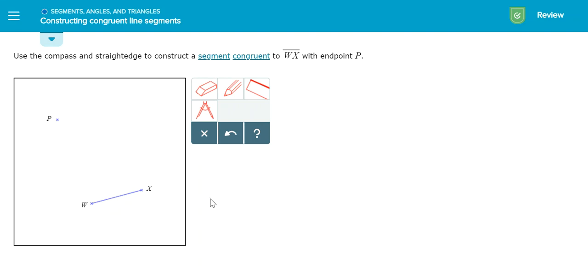Taja, thanks for sending me your question about constructing congruent line segments. Some of these constructions can be tricky, so I'm glad you sent this to me. But this one is kind of an intro that will help you with a lot of future topics.